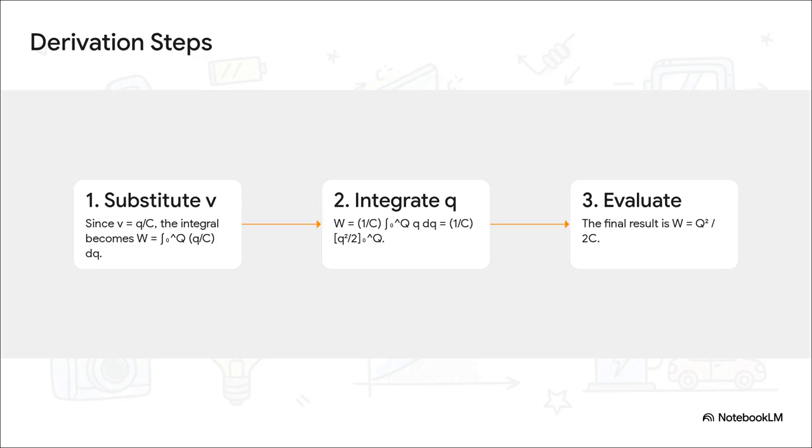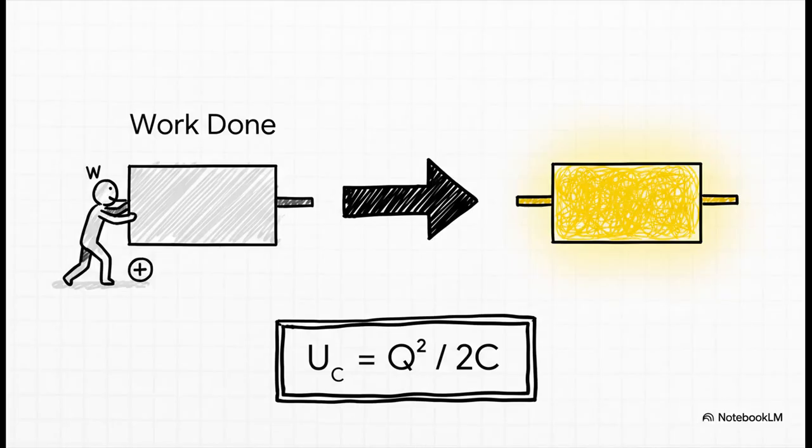Evaluating that from our starting point of 0 to our final charge Q gives us this beautiful result. The total work is Q squared over 2C. And this, right here, is a perfect application of the work-energy theorem. All that work we did to assemble the charge on those plates got converted directly into potential energy, U sub C, stored in the capacitor's electric field. And this gives us our first and most fundamental equation for the energy stored in any capacitor.